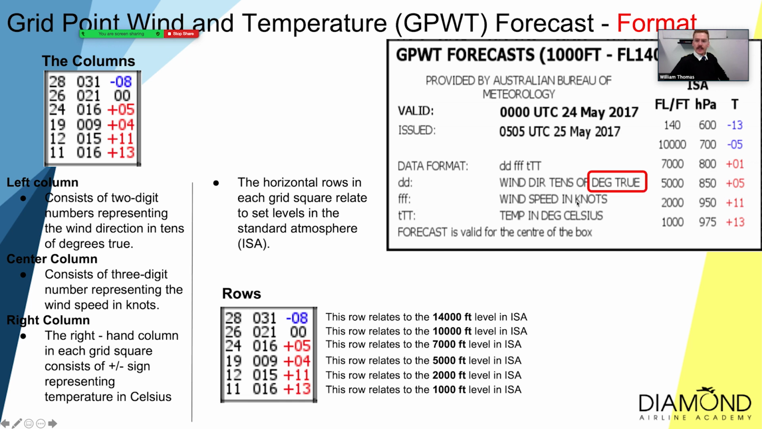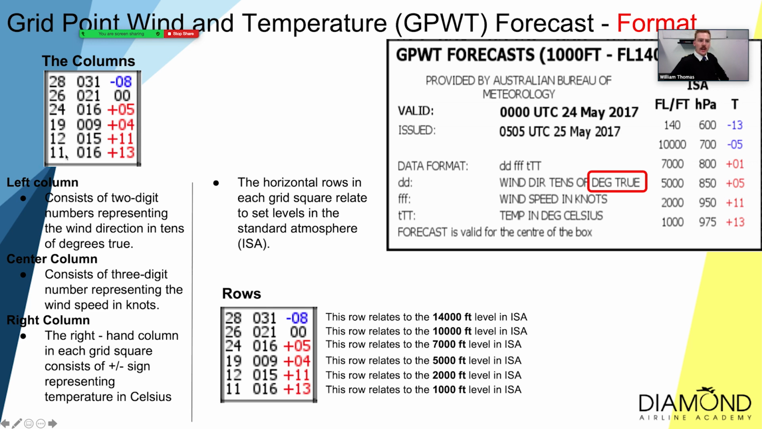FFF stands for wind speed in knots. TTT stands for temperature in degrees Celsius. So we'll have 3 sets of numbers, which we can see in the box. If we look in each row, we've got an 11 here, a 0, 1, 6, and a plus 13. So the 11 is the DD. That's the wind direction in tens of degrees true.